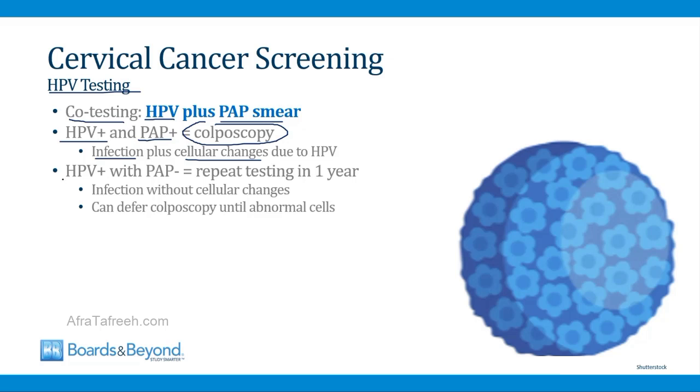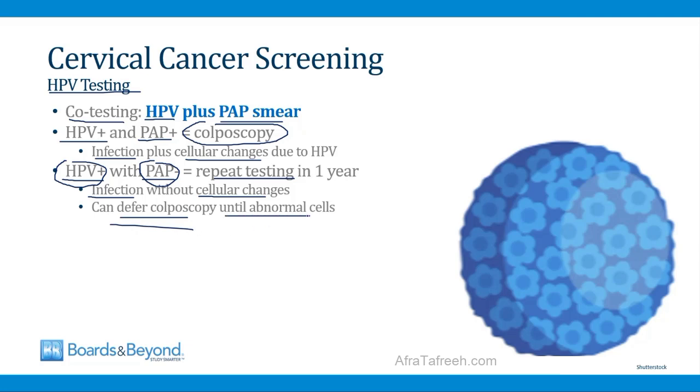If, on the other hand, the HPV test is positive but the Pap is negative, then that means you have HPV infection but there are no cellular changes present yet. And in this situation, you can repeat testing in a year, and this allows you to defer colposcopy. The idea is the test is telling you that although HPV infection is present, the cervical cells have not begun to change. That's why the Pap is negative. So you can defer the colposcopy until cells become abnormal in the cervix.